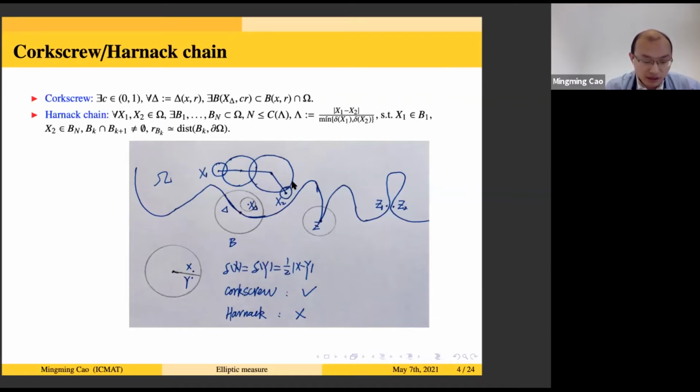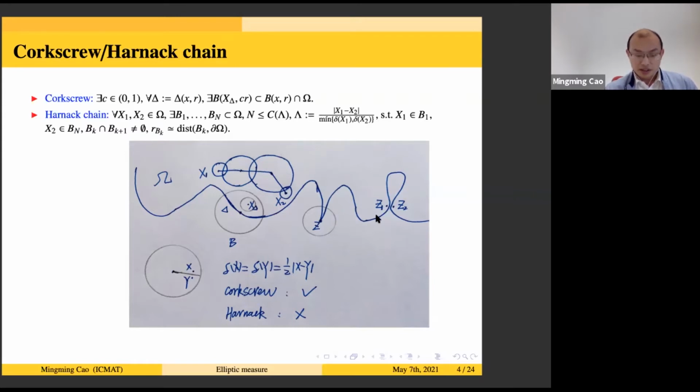To understand this definition, we present two examples. Let us see the point Z here. It's very narrow. Sorry, my picture is not so good. Here it's very narrow. We cannot find a small ball with radius comparable to the large balls. So the corkscrew condition fails at this point.